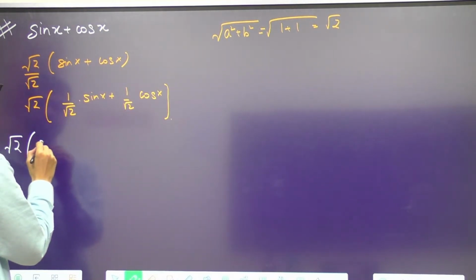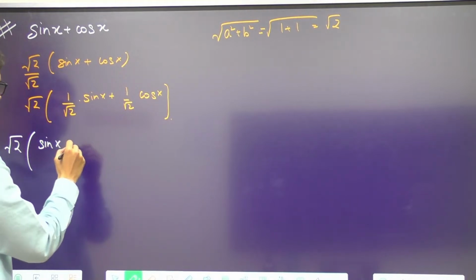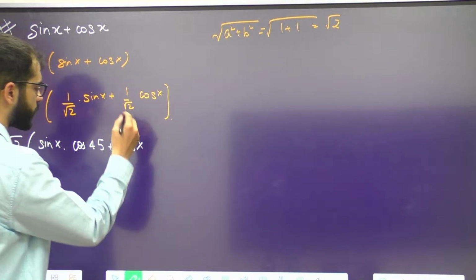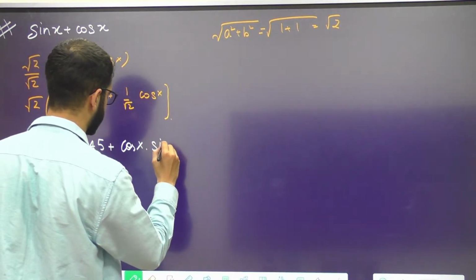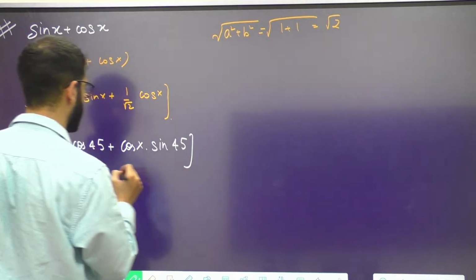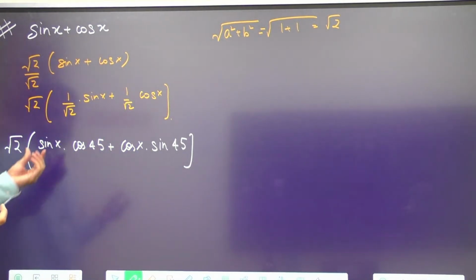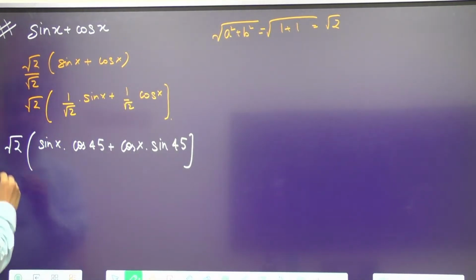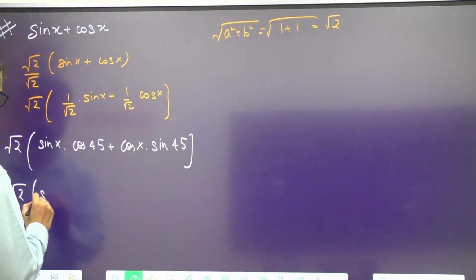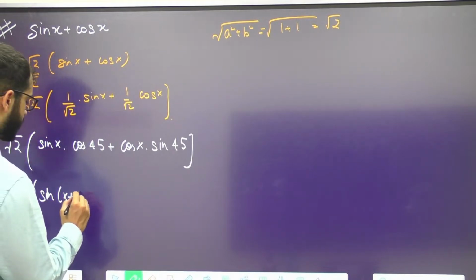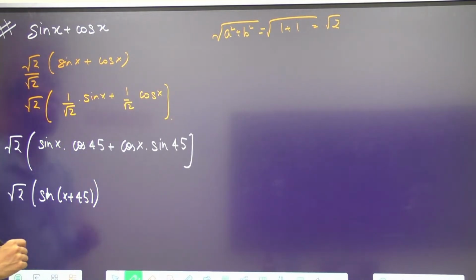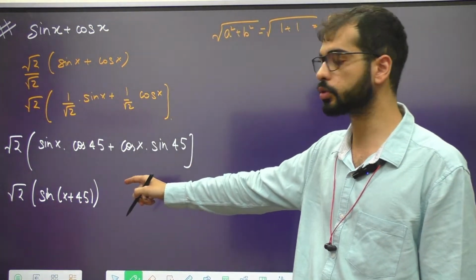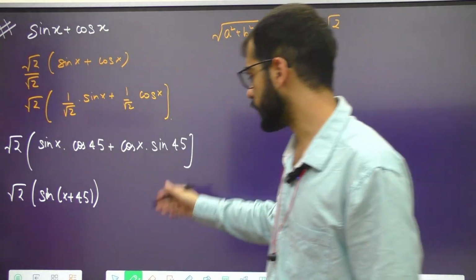Now this is sin x into 1 upon root 2, that is the value of cos 45, plus cos x into 1 by root 2, which is the value of sin 45. So now we remember the formula, sin x cos 45 plus cos x sin 45 can be written as sin of x plus 45. So it is root 2 sin of x plus 45. So the expression sin x plus cos x can be substituted with root 2 sin of x plus 45.